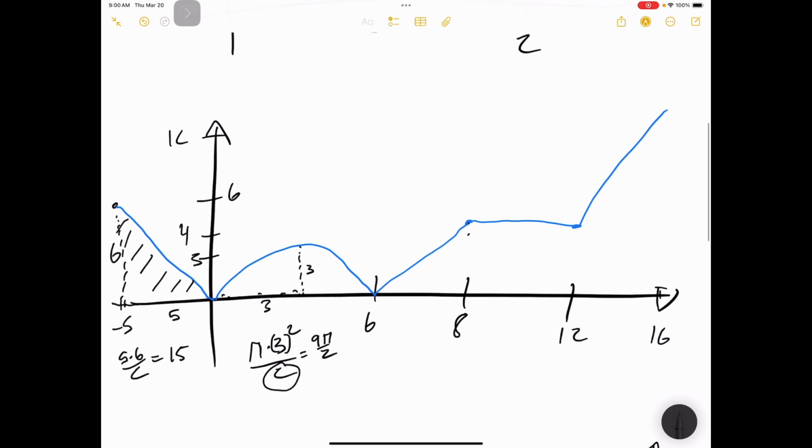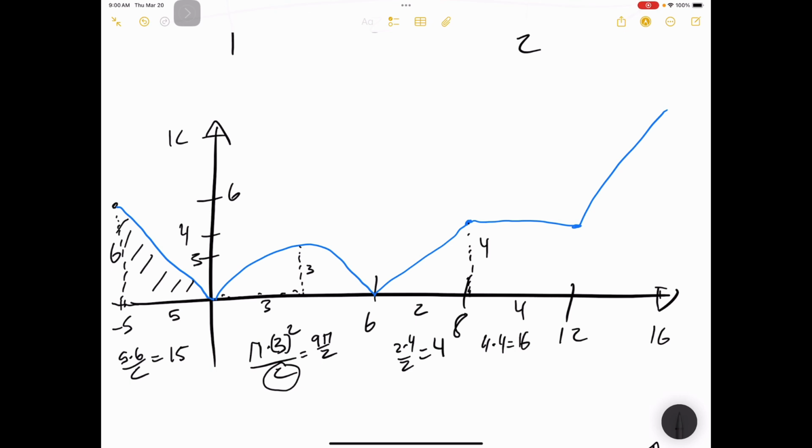Then we have another triangle. I could cut this piece off. And in this next triangle I have a triangle with base 2 and height 4. So we get 2 times 4 over 2, which is 4. Then we have another piece which still has a height 4 but has a base 8 to 12 is 4. The difference between 12 and 8 is 4. And so we get 4 times 4 is 16.